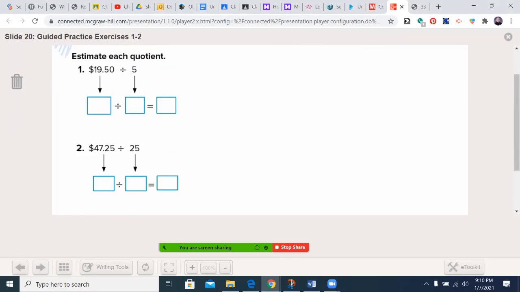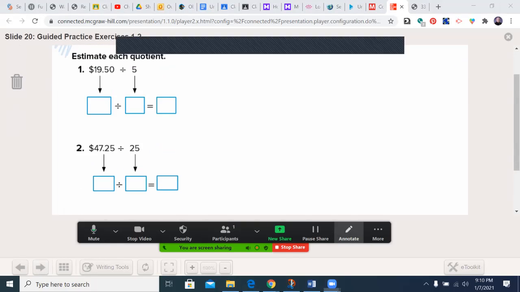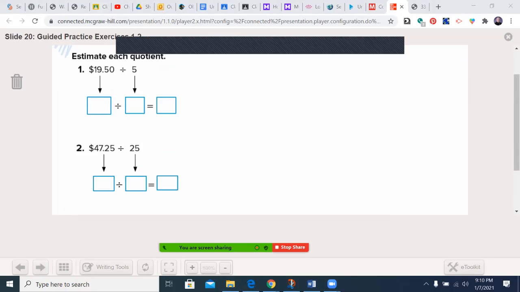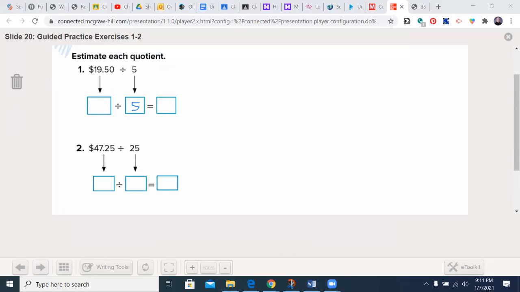Our guided practice. So I'll talk you through these ones. $19.50 divided by 5. When I see that this is divided by 5, that's a pretty easy number to use. I want my ones to be divisible by 5, which means I need it to end in a 5 or a 0. Well, it just so happens that 19.50 is really close to 20. So I'm going to put 20 divided by 5 is 4.